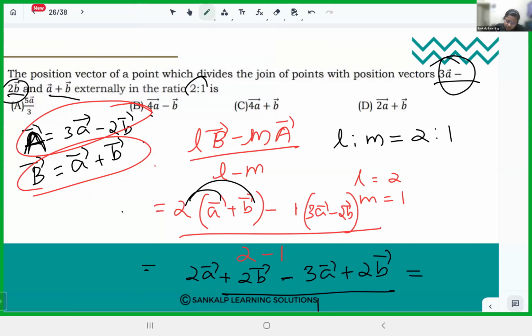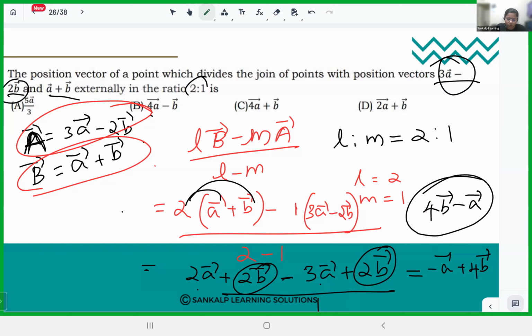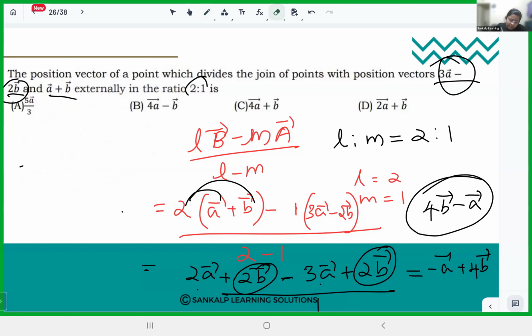So this is equal to 2a minus 3a is minus a, and 2b plus 2b is plus 4b. So it is minus a plus 4b, or we can rearrange this as 4 into vector b minus vector a. Is there any option like that? I think there is a mistake in this question, in the option. It is not 4a minus b. Let's make this option 4 into vector b minus vector a. So this is the right answer.